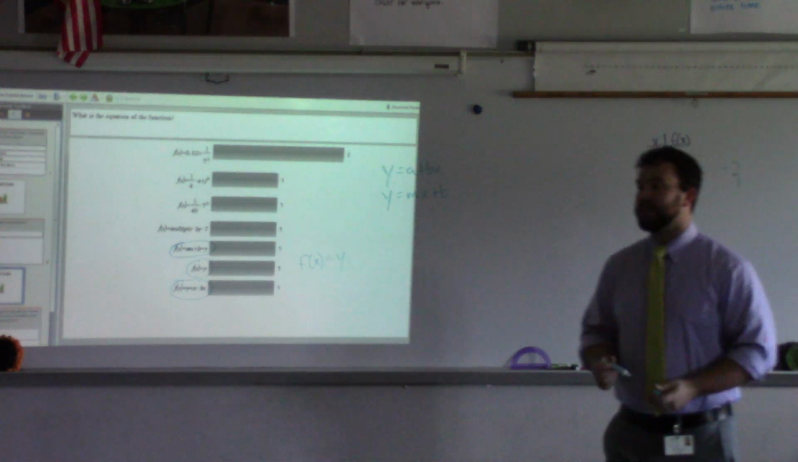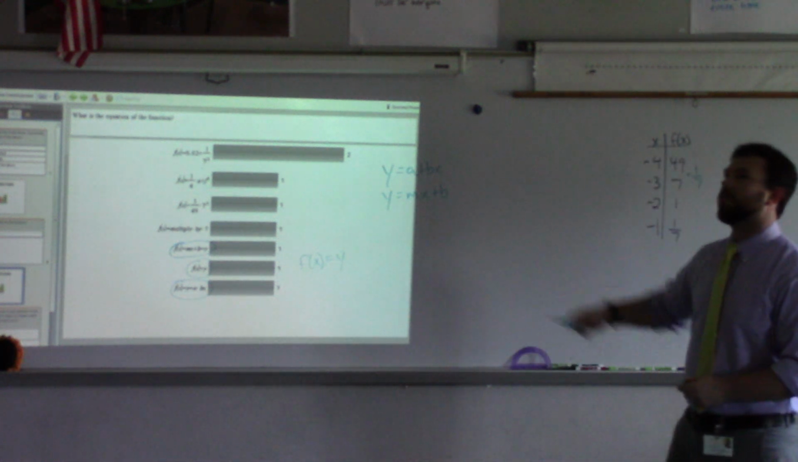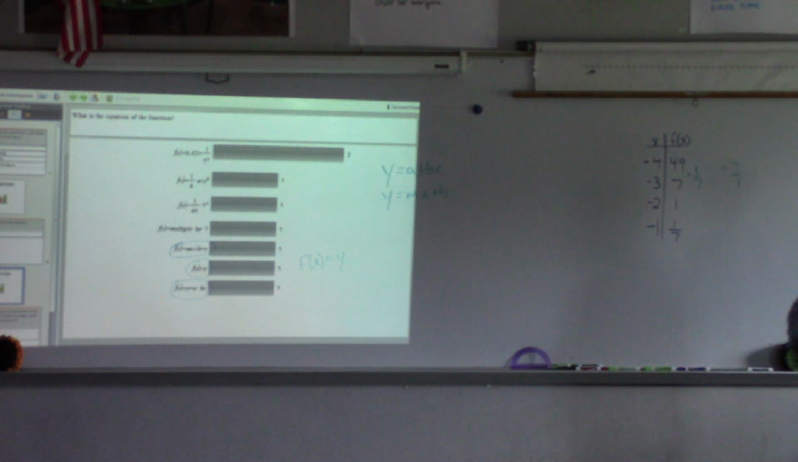Think about the name of exponential. What should tell you this is wrong? It doesn't have an exponent in it. There is no exponent with a variable. If you're going to claim that it's exponential, then you need to have an x in the exponent.